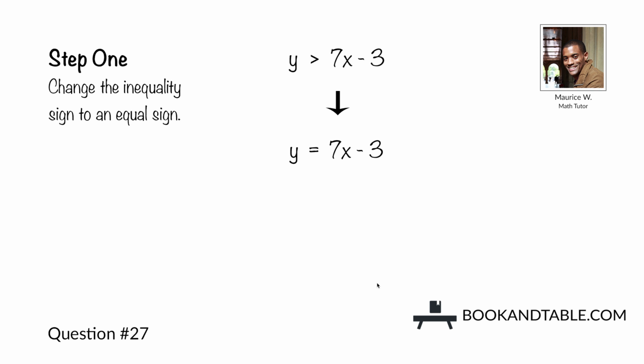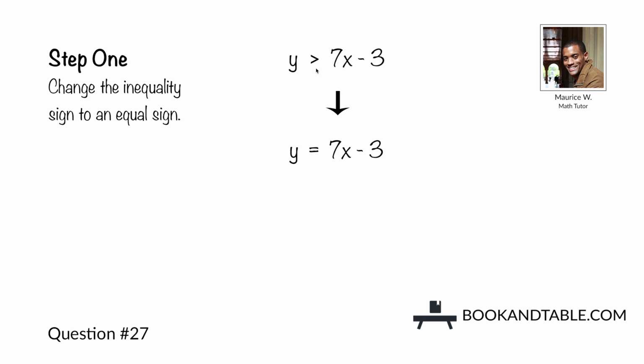So when we get to the last step, since we have y is greater than, instead of a straight line, we'll be using a dotted line. If it's equal to, you use a straight line since those points are included. But since it's greater than, those points are not included, so we'll have a dotted line instead of a straight line. But the first step of this process is still the same.